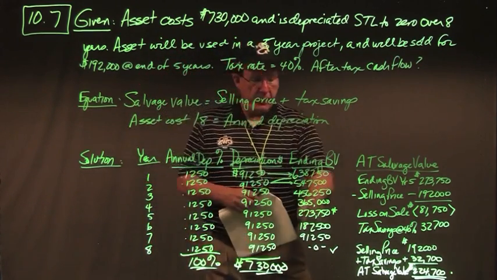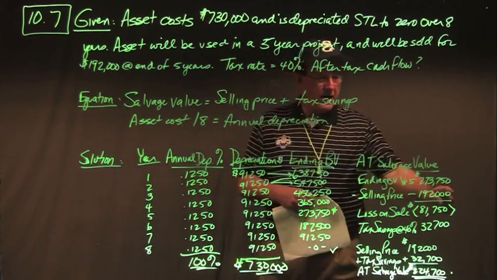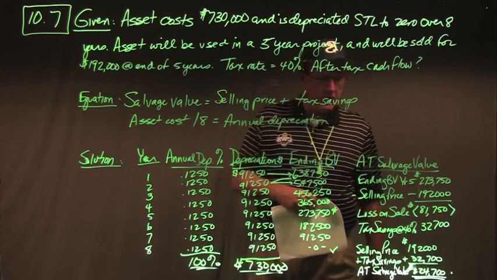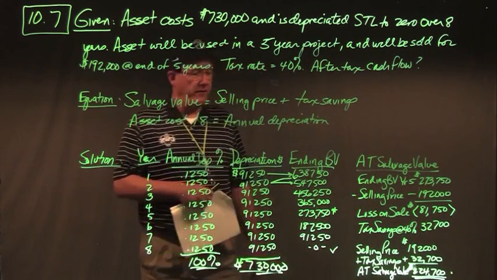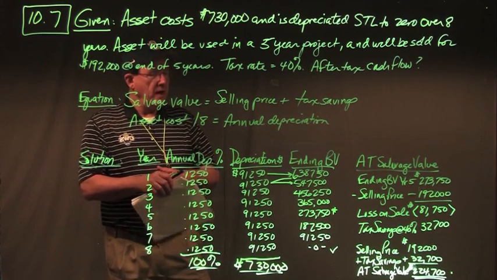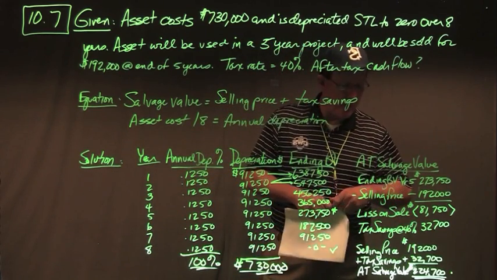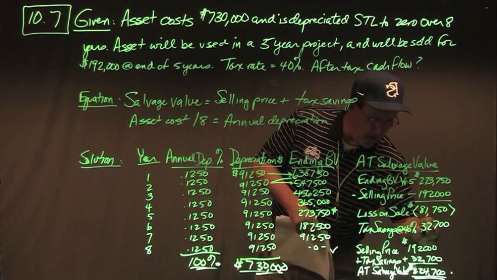On the books, we're left with $273,750. We sold it for $192,000, so that means we took a loss of $81,750. The IRS, Uncle Sam, will give us tax credit for that, some tax savings at 40%, so my tax savings will be $32,700.